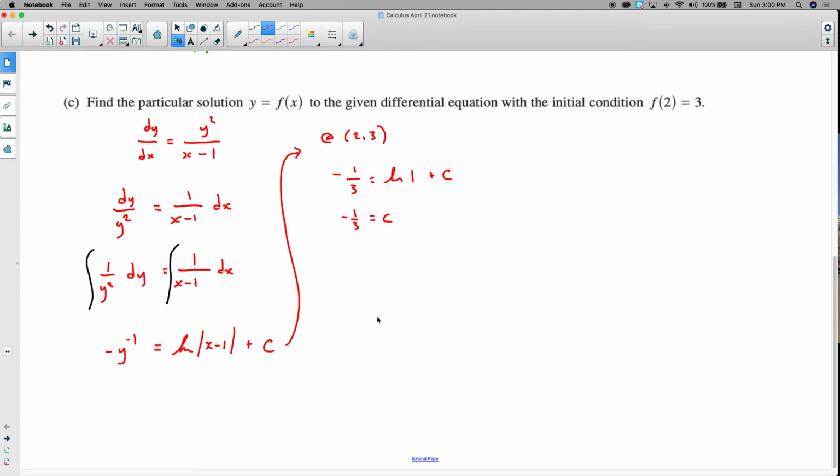I'm going to bring it over here because it's going to require some work to solve for y. So I've got negative y to the negative 1 equals the natural log of the absolute value of x minus 1, minus 1/3. And then the annoying process is the algebra required to solve for y. Okay, so I'm going to do that.